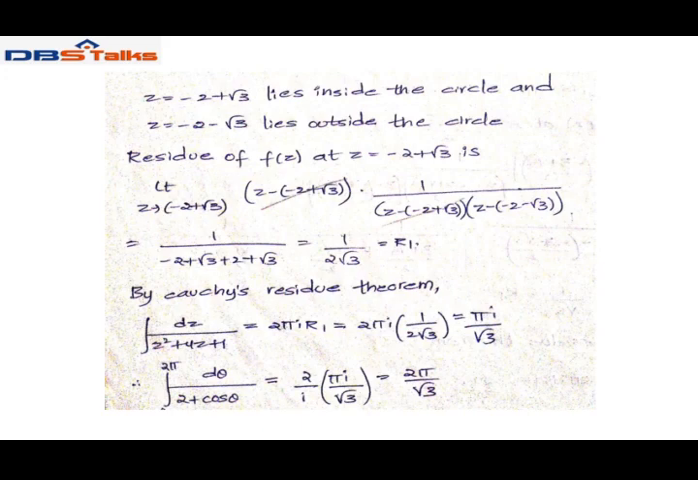So by Cauchy's residue theorem, since the second pole is outside the circle, r2 is 0. Integral dz by z square plus 4z plus 1 equals 2 pi i into r1 plus r2. Here r2 is 0 and r1 is 1 by 2 root 3, so it equals pi i by root 3. Then substitute this value in equation 1. Integral 0 to 2 pi d theta by 2 plus cos theta equals 2 pi by, after cancellation, 2 pi by root 3.